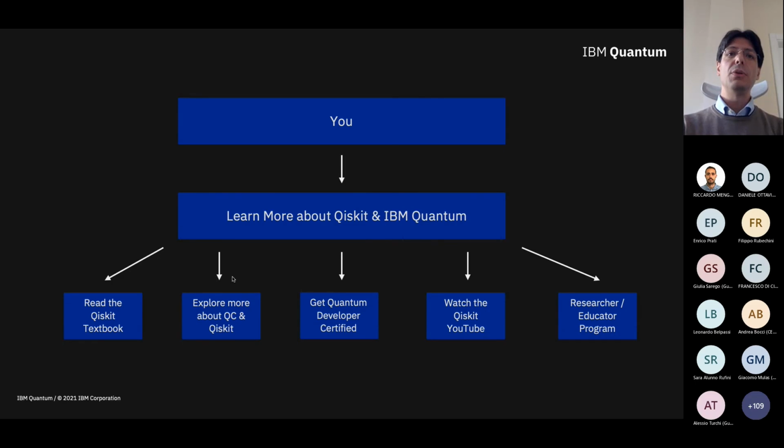The first one is the Qiskit textbook. If you go to qiskit.org, you will find a really deep textbook about quantum computation, which has both the theory and also the exercises that you can run on real quantum computers using Python.